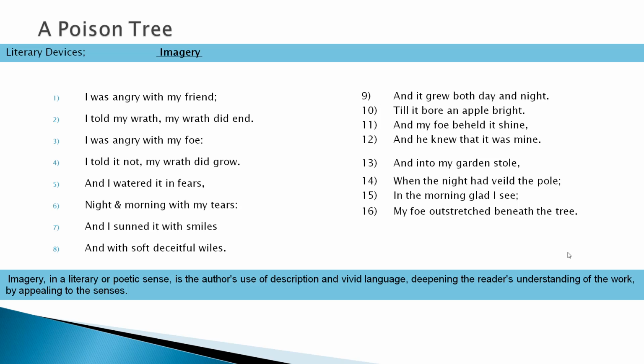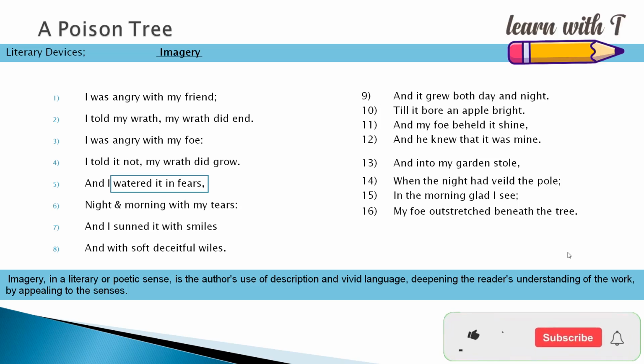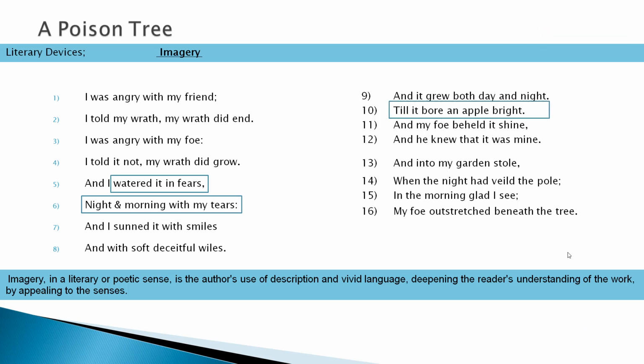Imagery has been used throughout the poem A Poison Tree, such as the plant of hatred that the speaker has indicated is being watered in fears and being nourished night and morning with tears. Then, when that plant of hate has grown and bore an apple bright, the fruit of vengeance, the speaker's enemy has come to steal it. And after eating that fruit of hate and revenge, the demise of the foe has been described as "my foe outstretched beneath the tree." So, the imagery has been used throughout the poem.